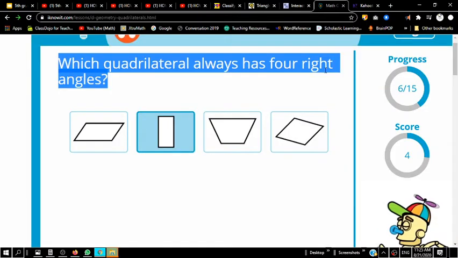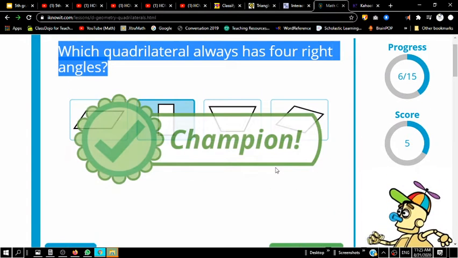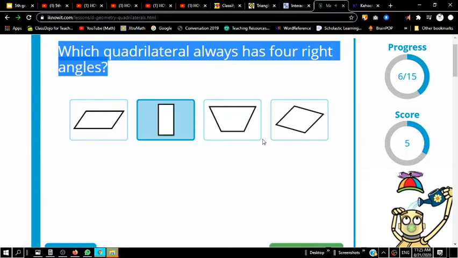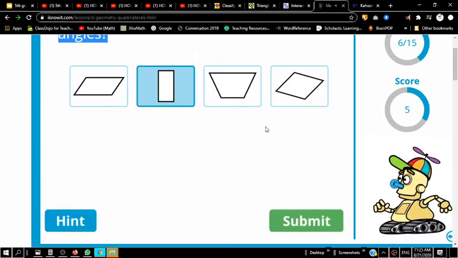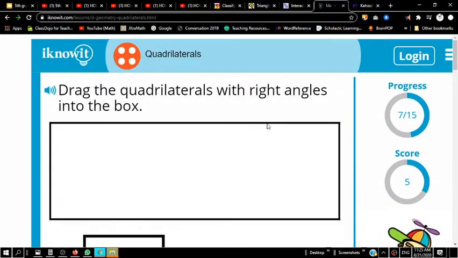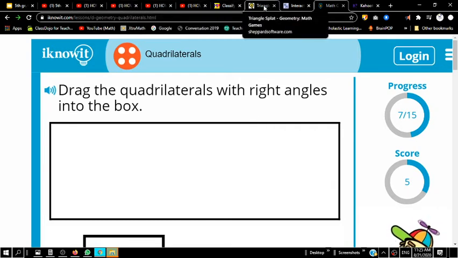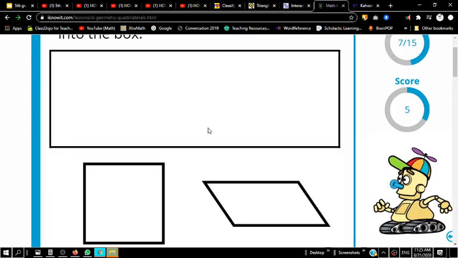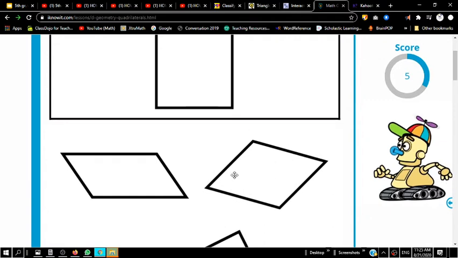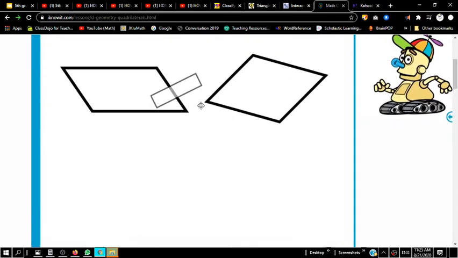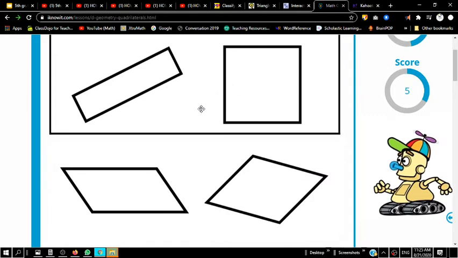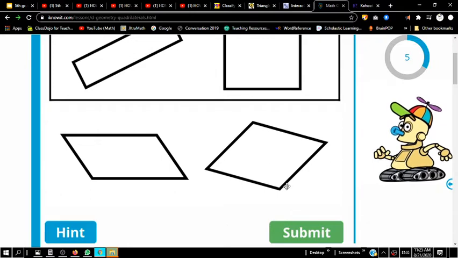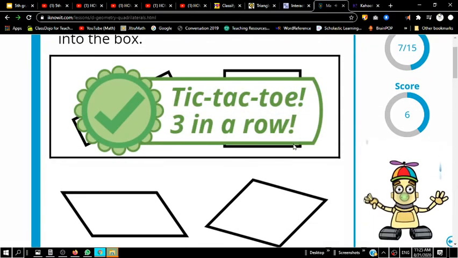Okay, it looks like this. Oh, there was an error. That's fine. We'll try it again. There we go. Gotta love technology. Let's try another question. It says, drag the quadrilaterals with right angles into the box. Now, as we remembered last time from the previous exercise, right angles are 90 degrees. So this one has 90-degree angles, and this one has 90-degree angles, both the square and the rectangle. Unfortunately, these two do not have right angles, okay? These rhombuses. So let's submit and see if we're correct.